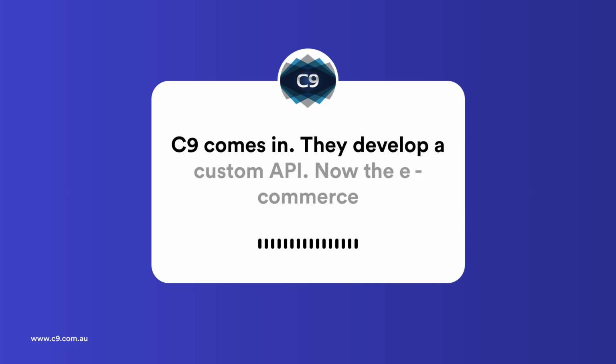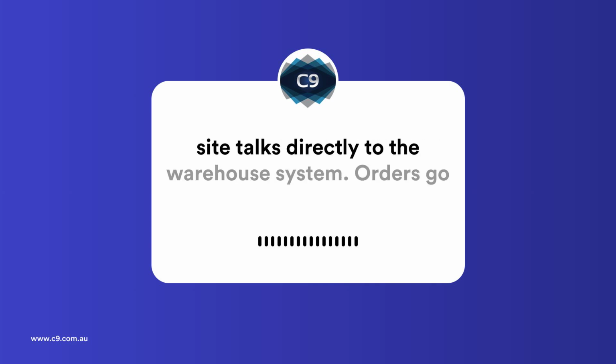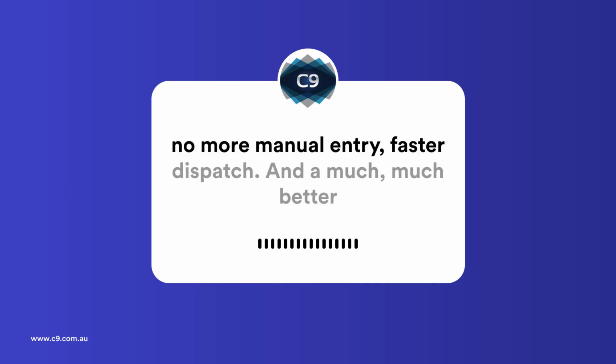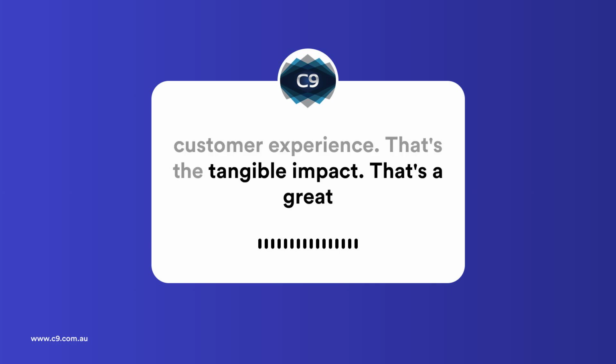So C9 comes in and develops a custom API. Now the e-commerce site talks directly to the warehouse system. Orders go straight through, and inventory updates happen in real time. So no more manual entry, faster dispatch, and a much better customer experience. That's the tangible impact. That's a great example.